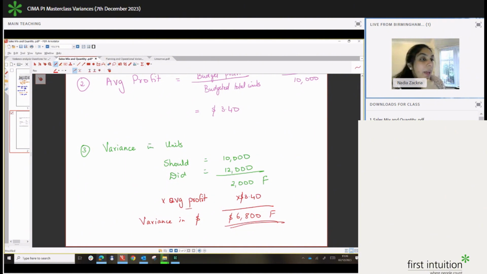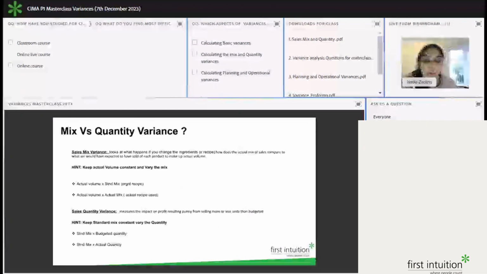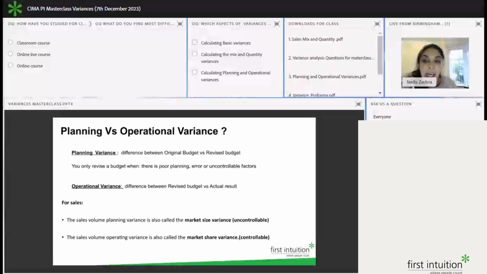Okay, are we happy to have a look at operation and planning variances? Yeah, give me a thumbs up if you're all okay to stay back a few minutes longer. Right, I'm going to quickly swap screens then. If anyone has to leave, please feel free to do so. I will send over the recording at the end.